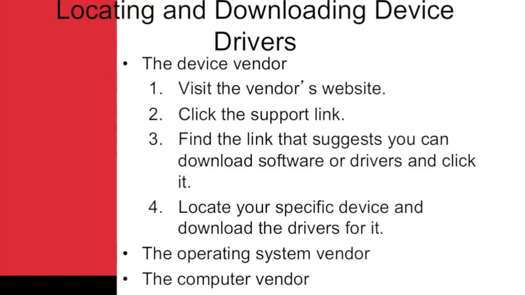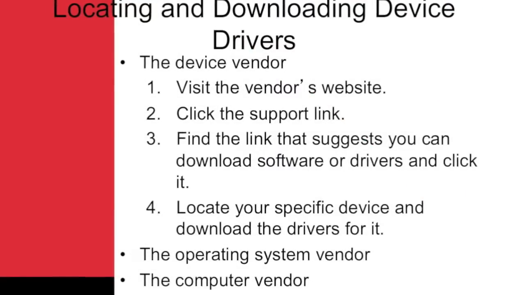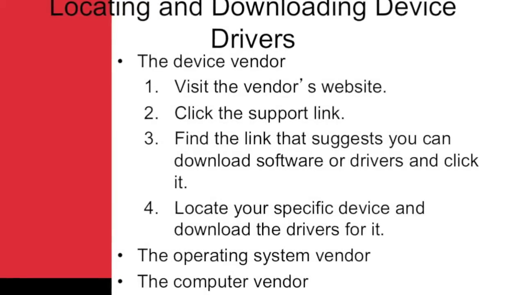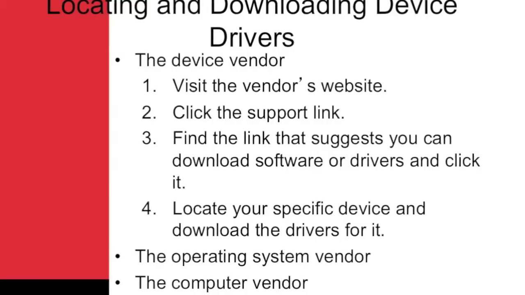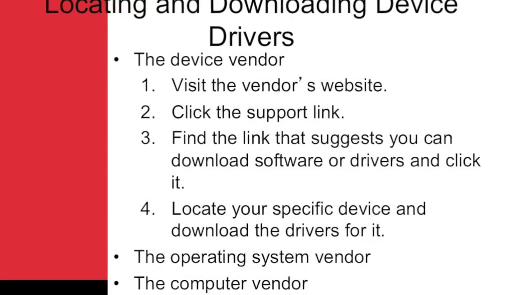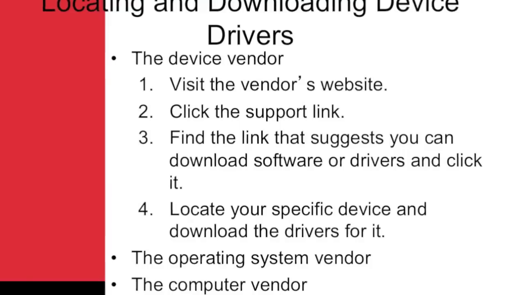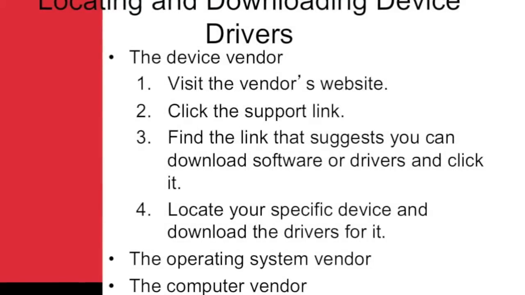There are a few places where you can go to get device drivers. One is your vendor. So you can go to the vendor's website. For instance, if you have an HP printer, you would go to hp.com to download your print driver. Your operating system has drivers built into it, and your computer vendor may have the drivers you need. So if you have a Dell computer, you can go to Dell's website to download the drivers.